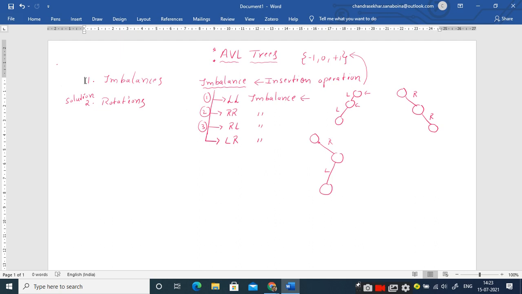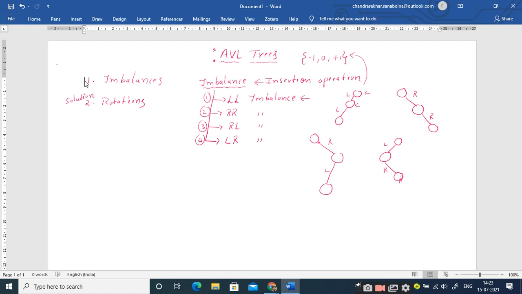And similarly, the case 4 is LR imbalance. So we have a node here and we have a left child, and to the left child I am inserting a node as the right child. Such type of imbalance we call the left of right imbalance, right? Are you clear about the imbalances?